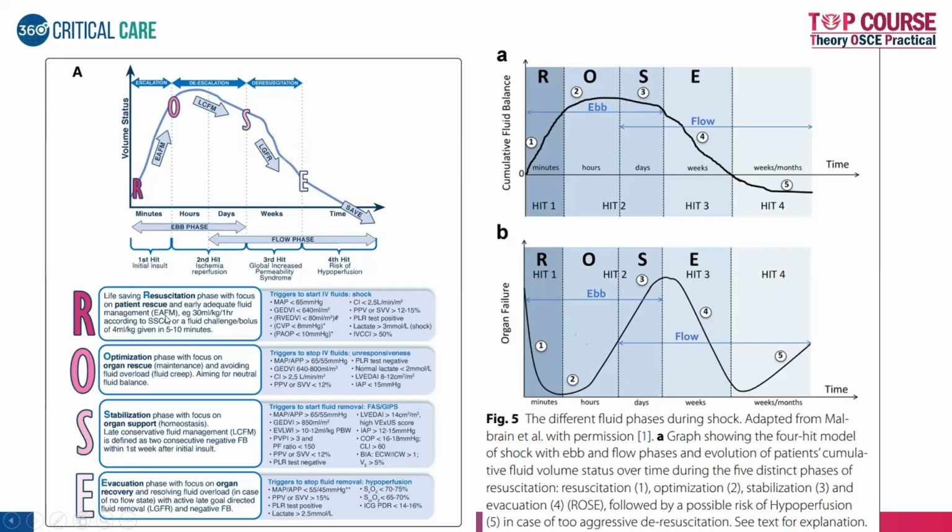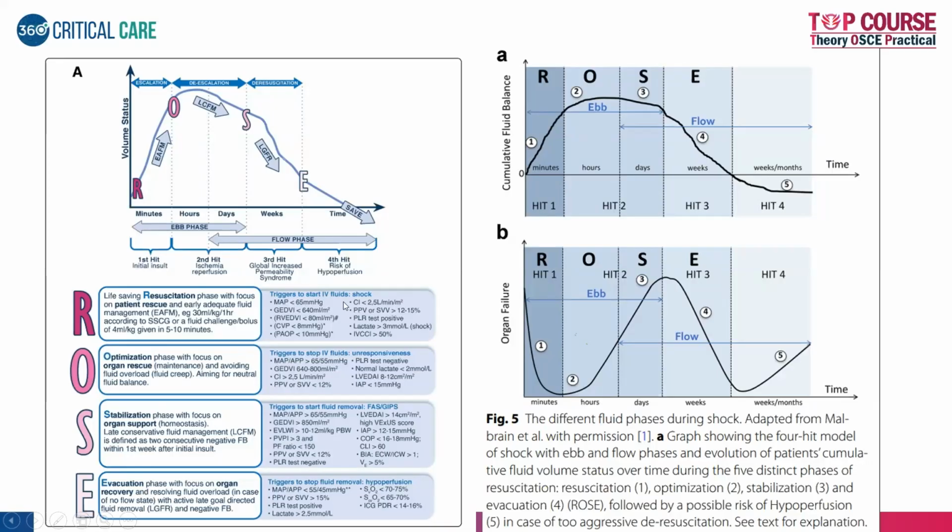Okay, so in the ROSE concept, R stands for resuscitation. Here we have to be very free in giving fluids. Okay, so what they tell is early adequate fluid management, that is EAFM. Okay, so in early adequate fluid management, what is the volume of fluid that we give? That is roughly around 30 ml per kg per hour. Okay, after giving this, you can still continue boluses of 4 ml per kg, which can be given at 5 to 10 minute intervals to reach a target of more than 65 mm of Hg.